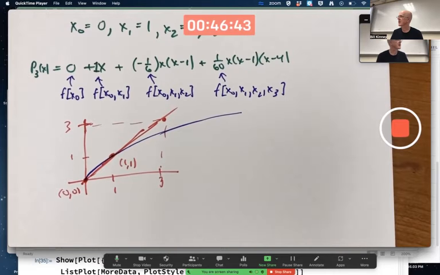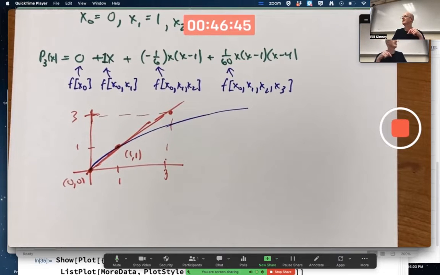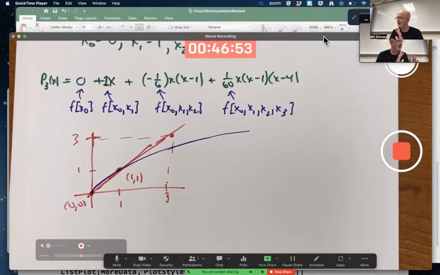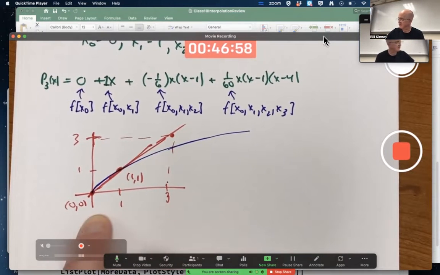And using the formula in that way, it's a weighted average, effectively, where I don't want to go into details. The weight for the 1 is much more than the weight for the 0 because 3 is to the right of 1.